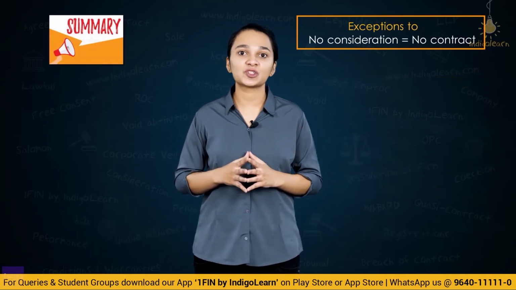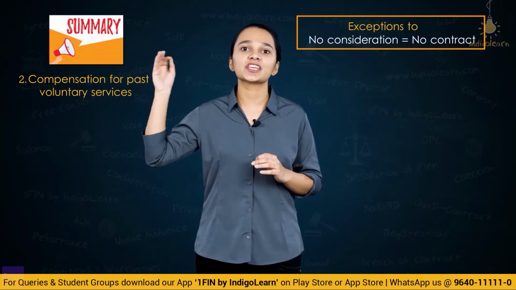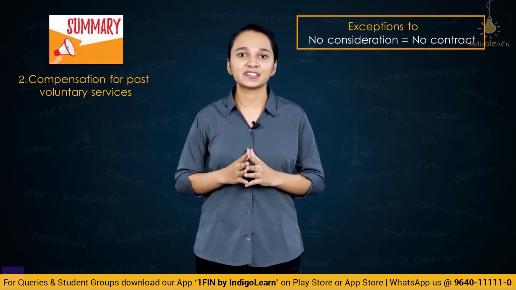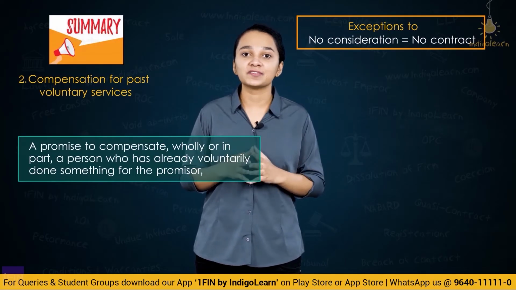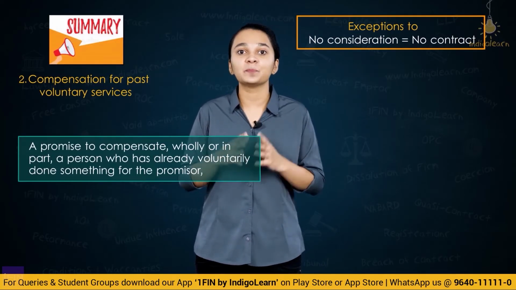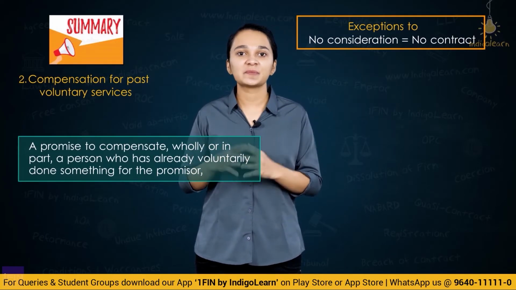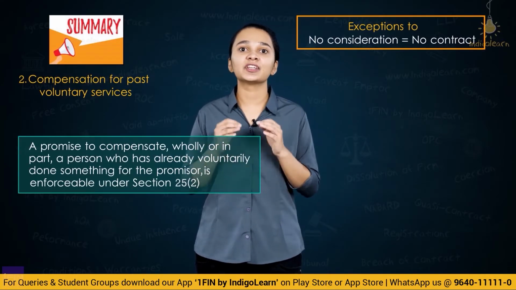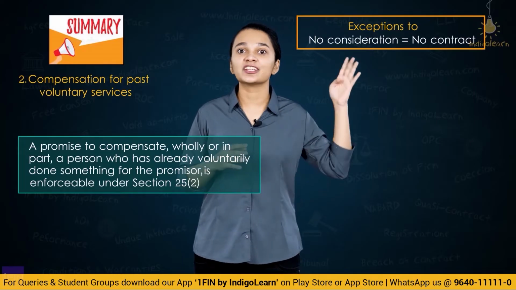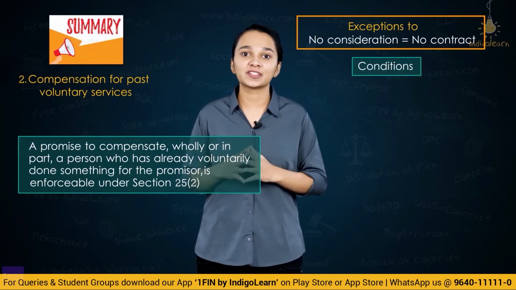The second exception is in case of compensation for past voluntary services. So when a person promises to compensate for services which were provided to him voluntarily in the past, then in that situation he will be bound by the promise even though there is no consideration. We have seen 4 conditions here as well.